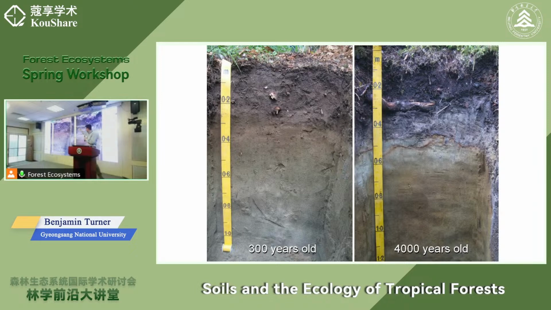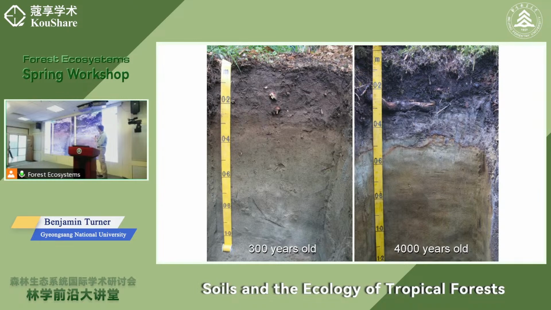this ecosystem. On the left here is a 300-year-old soil. It's formed in coarse sand. You can see an A horizon's formed and a very slight weathered B horizon starting to form there. But after a few thousand years, those processes have created this soil. This is a podzol, if you know your soils.